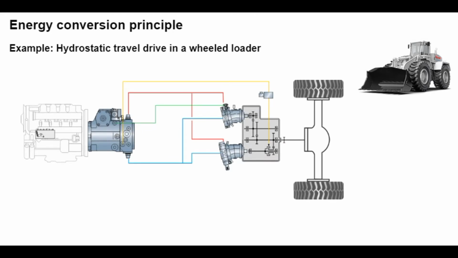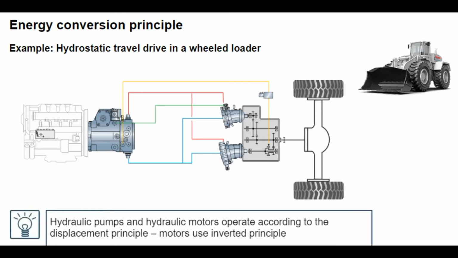A hydraulic pump converts the drive power supplied by the engine into hydraulic energy. This energy is stored in the hydraulic fluid, which is fed to the hydraulic motors via lines. The motors convert pressure and flow in the hydraulic fluid back into drive power for the loader wheels. Return lines carry the hydraulic fluid back to the hydraulic pump.